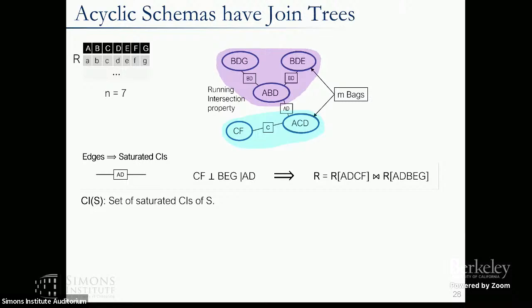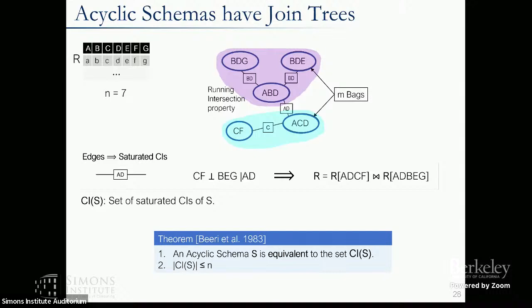Okay, so for an acyclic schema S, I will denote by CI(S) the set of saturated conditional independencies that are represented in this structure. And a well-known theorem, you can easily see the equivalent in graphical models, is that an acyclic schema S is equivalent to the set of conditional independencies that are represented on its edges, right? Basically, if each one of the conditional independencies represented by the edges holds, then the entire relation abides by this acyclic schema, just like if, for a probability distribution, each one of the conditional independencies represented by a junction tree holds, then the distribution can also be represented using this junction tree.